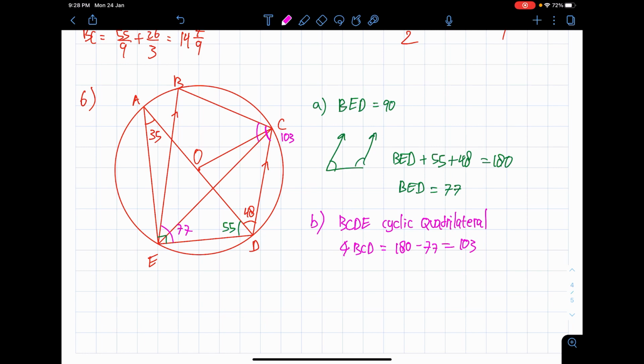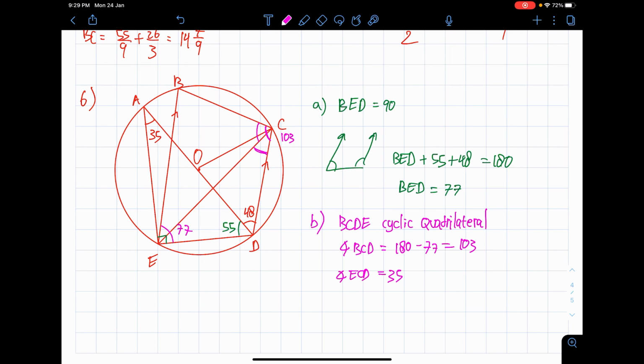We still haven't found BCE yet, but if you can find the angle of ECD, you just need to take 103 minus this ECD, and then we are done. But then how do you get that angle? Alright, I actually found it. The angle of ECD is quite simple. It's actually 35 degrees. This is by the angle in the same segment.